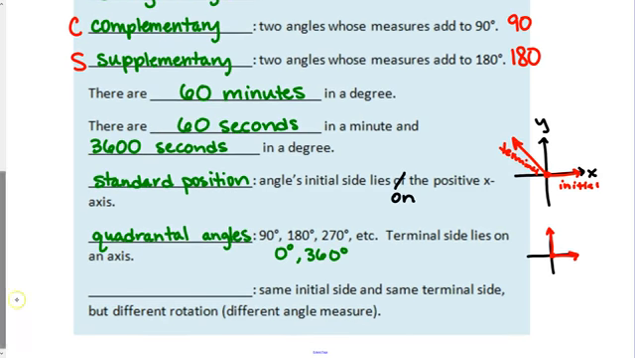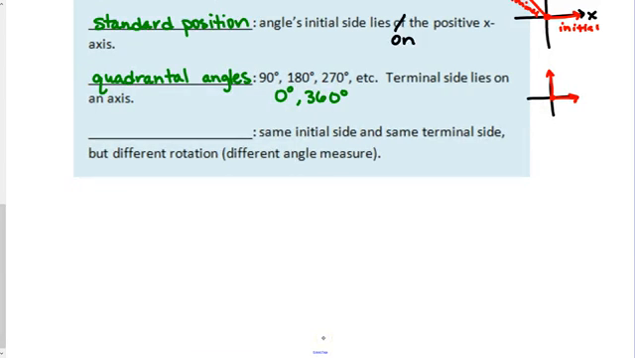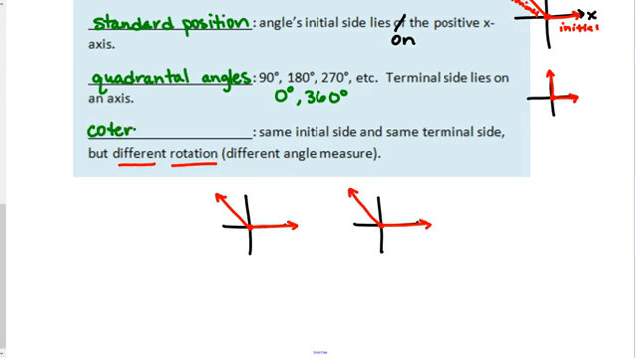And then the final term, if you have two angles that have the same initial side, so let's make a sketch, and they have the same terminal side, so maybe like this, but different rotation, they are called coterminal angles.